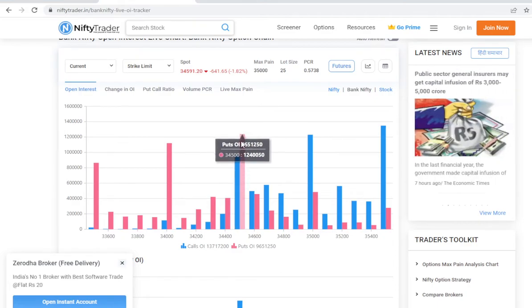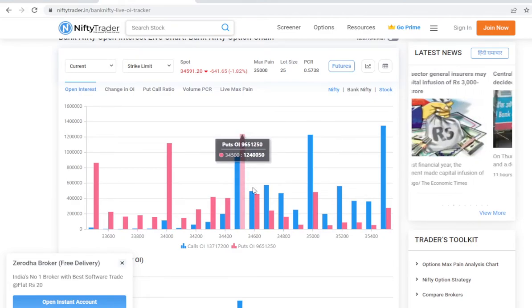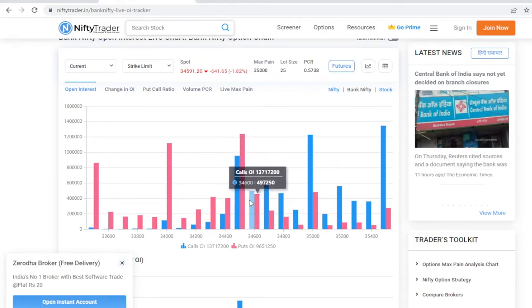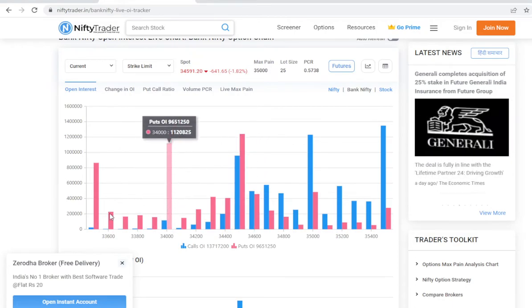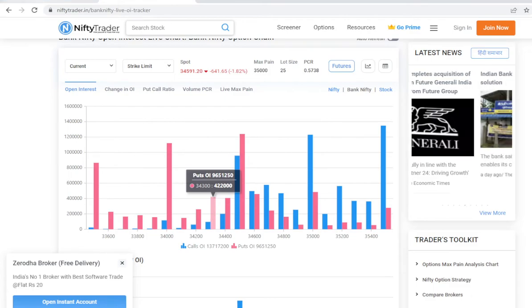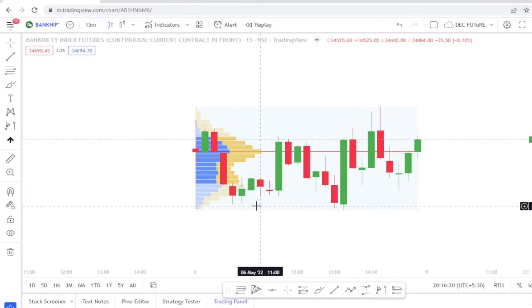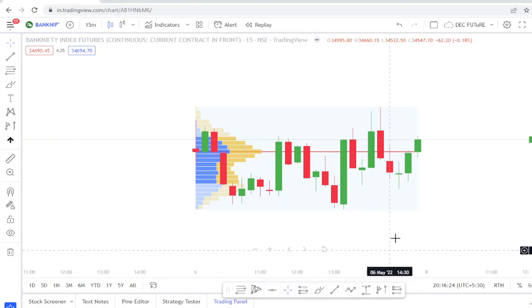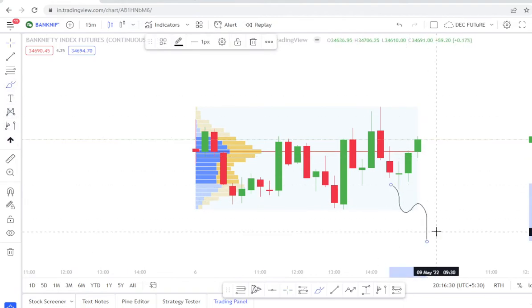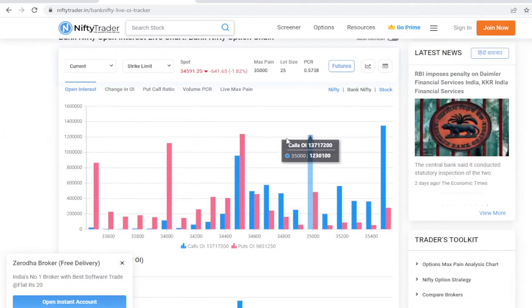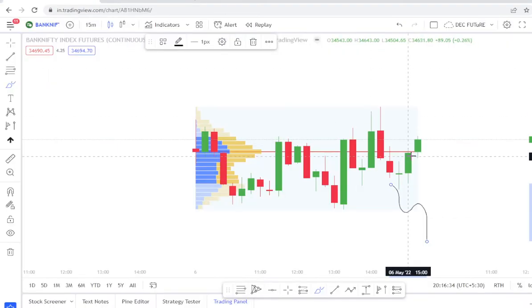34,500. There is a lot of put writing at this particular level, and there is some increment here also. Moreover, the 34,200 and 34,000 levels are all very, very positive. Markets are very positive at these levels. So tomorrow, if the price has to break this level, it has to be really, really strong to take the markets down.